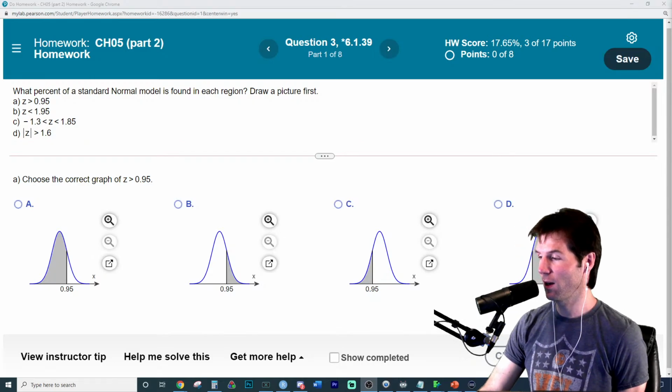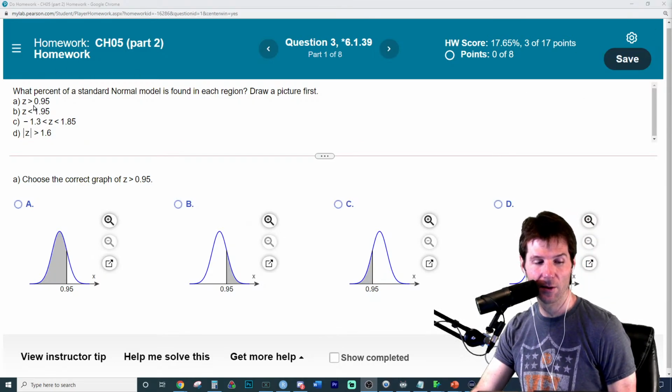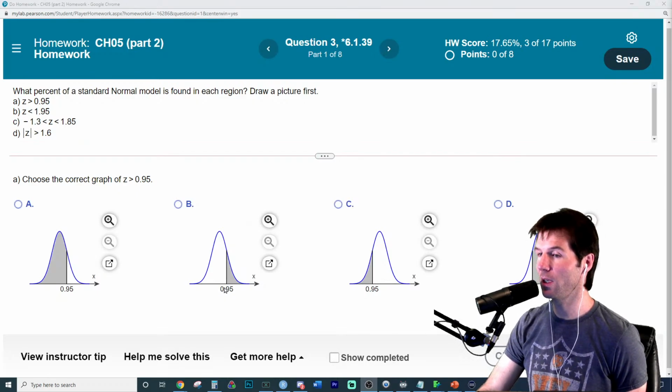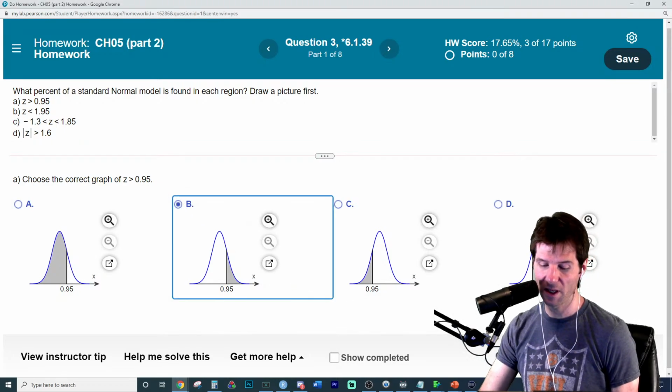The first thing says right here, we need to find the area above a z-score of 0.95. 0.95 would be on the right side of the curve because it's above 0. Remember, the center of the curve is where 0 is at, and then 0.95 would be above the center of the curve, and we're shading greater than it. This would be the area right here.